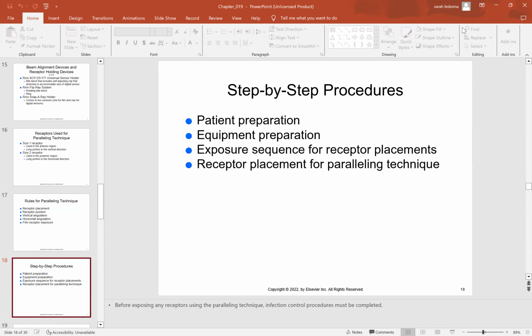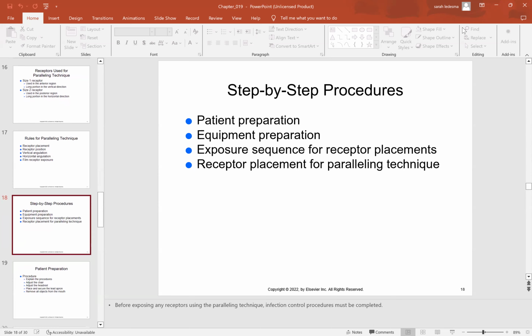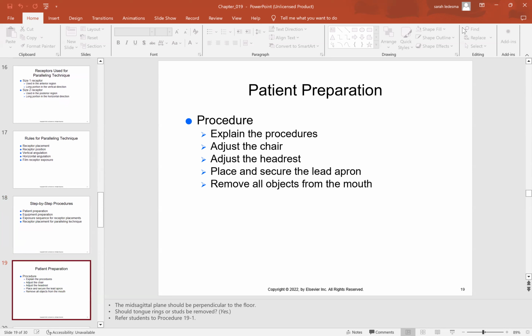Step-by-step procedures include patient preparation, equipment preparation, exposure sequence for receptor placements, and receptor placement for paralleling technique. Patient preparation procedure: we would explain the procedure to our patient, adjust their chair and their headrest, place and secure the lead apron, and remove all objects from the mouth.